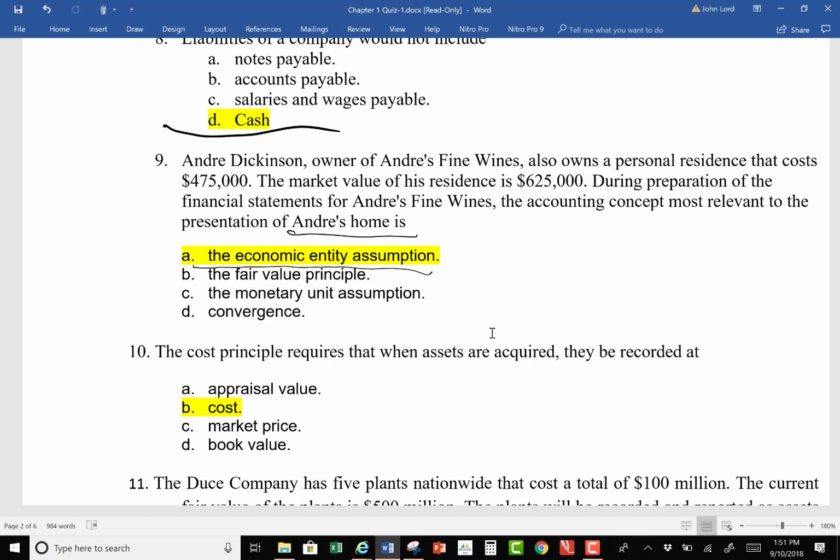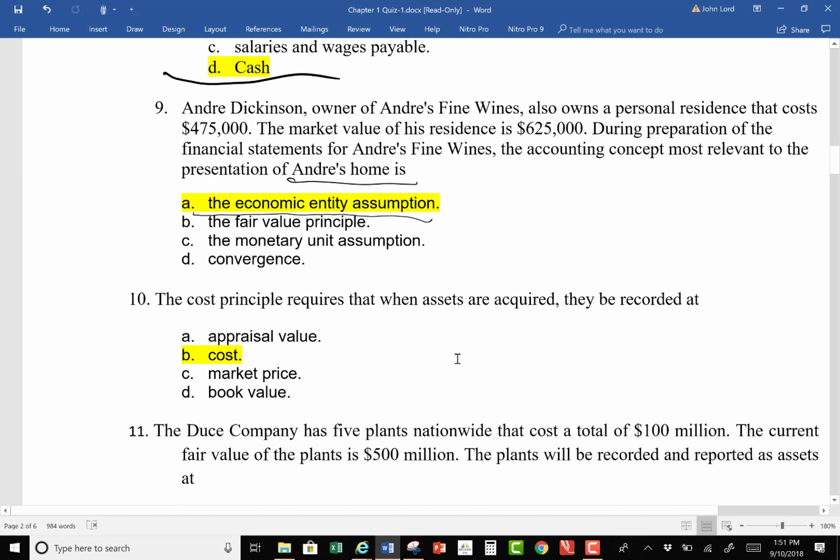No. Personal assets of the owners are kept separate, right? Now, if he somehow brought a personal asset into the corporation, then what? He'd probably take back some stock in exchange for that, and then that, of course, would be carried on the financial statements of the corporation.